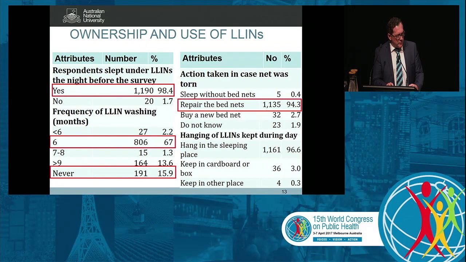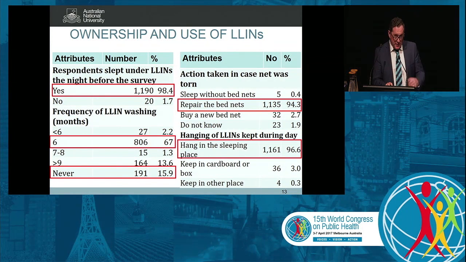And we also asked what people did if their bednet was damaged, and the vast majority of people repaired their bednets if they were damaged. And most people followed guidelines and kept the bednet hanging in their sleeping place rather than packing it away, which is associated with higher use.